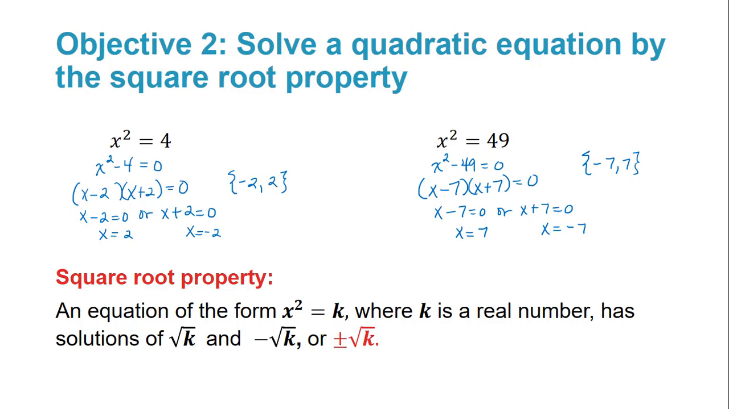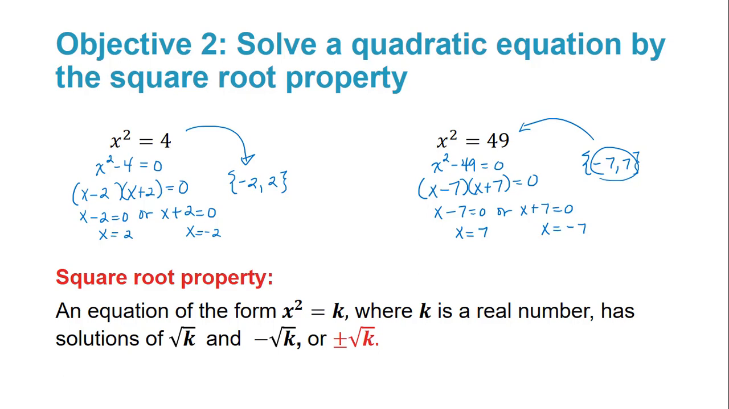So notice the relationship between the solutions and the equation. For x squared equals 4, what would you say about negative 2 and 2? Negative 2 and 2 are the numbers whose square is 4, so they are square roots of 4. What about negative 7 and 7 compared to 49? Correct, those are the numbers whose square is 49, so they are the square roots of 49.